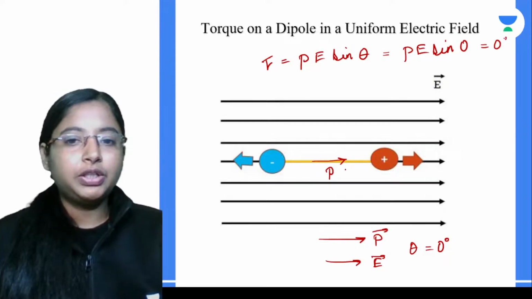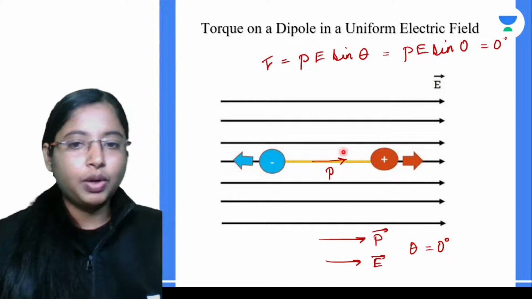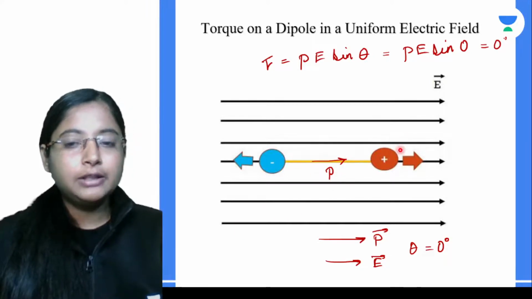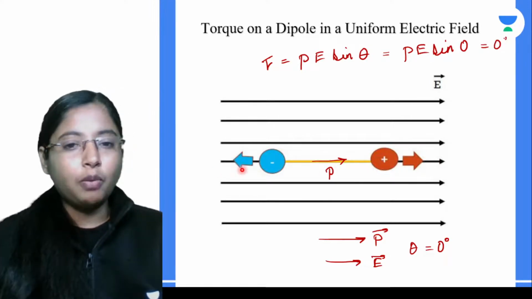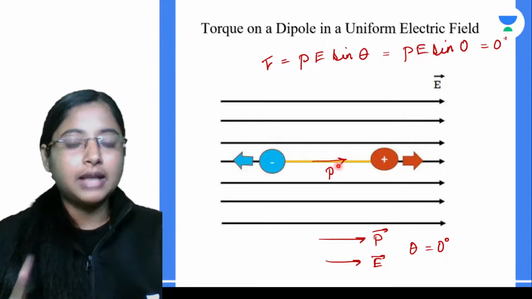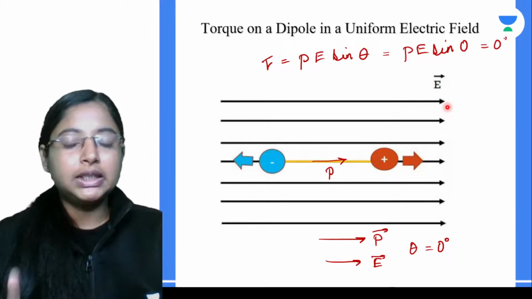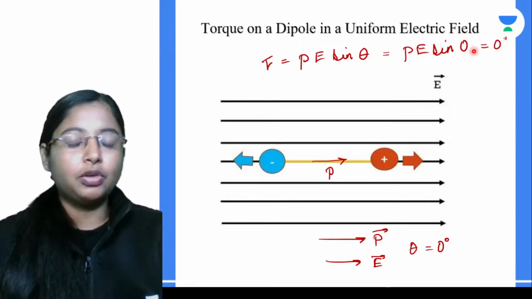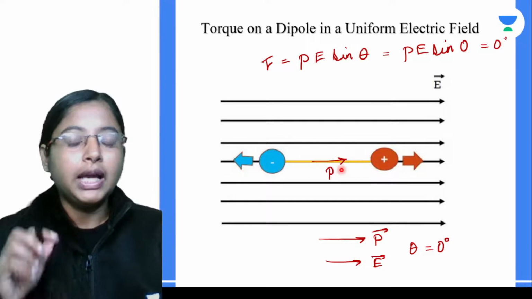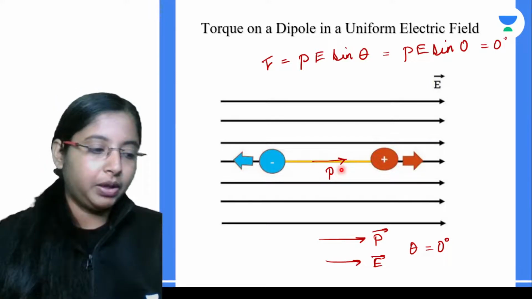Torque being 0 is one of the special cases. When the dipole moment is aligned with the electric field, the two forces acting on the dipole are equal and opposite, and the angle the dipole makes with the electric field is 0. Because of this, the torque experienced is 0. In this case it is at a completely stable equilibrium position.